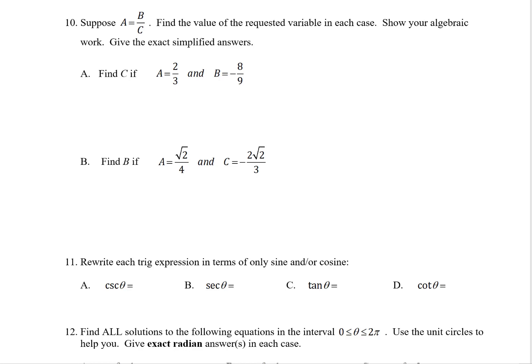Problem number 10. So I'm given the relationship A equals B over C, and then in each example problem I'm given two of the three pieces and asked to find the third. In part A, I know A and B, and I want to find C. I think I'll take care of the algebra first before I even deal with the numbers.